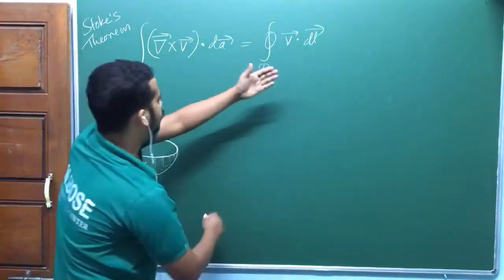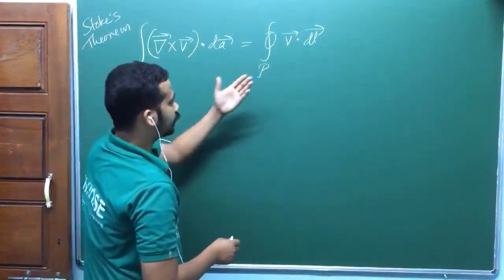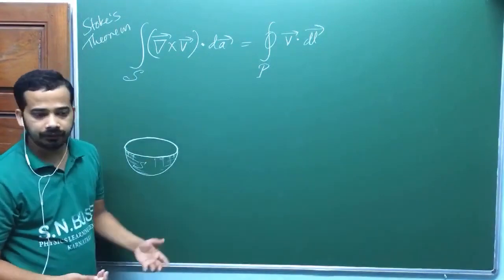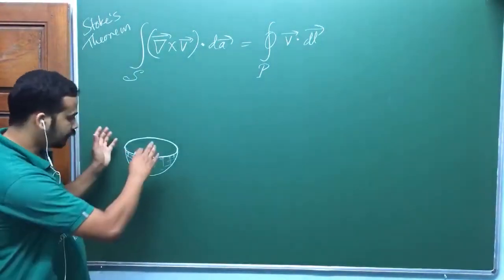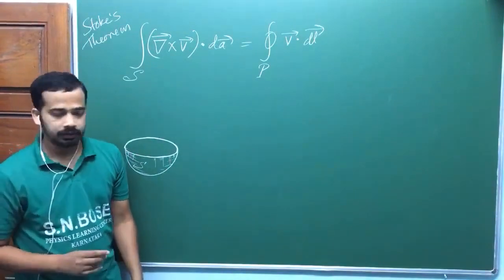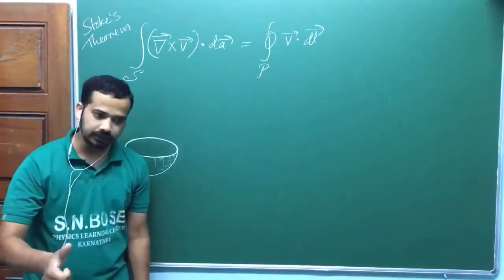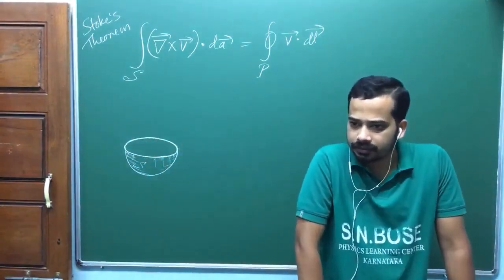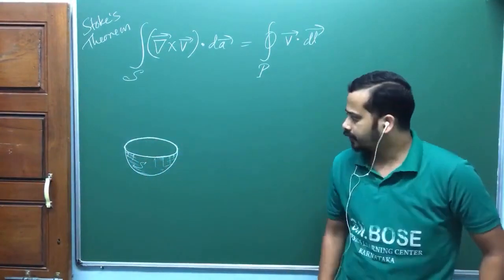Now how do we fix whether the path integral is clockwise or anti-clockwise, and which dA vector you choose for the surface integral? Because whenever you get an open surface, you have two dA vector directions, am I right? That is fixed again by the right hand thumb rule. That's what we did in the circulation definition, curl and circulation definition also.